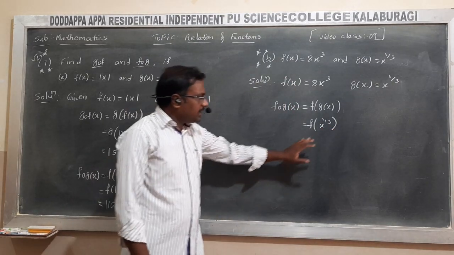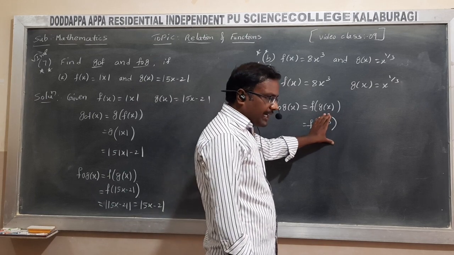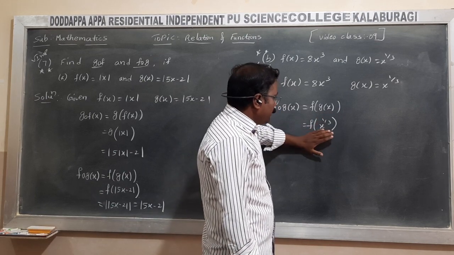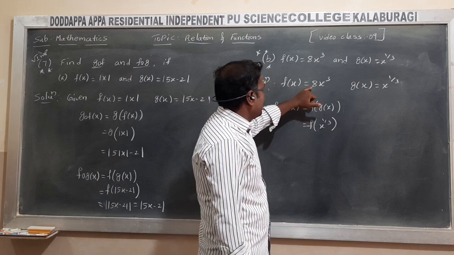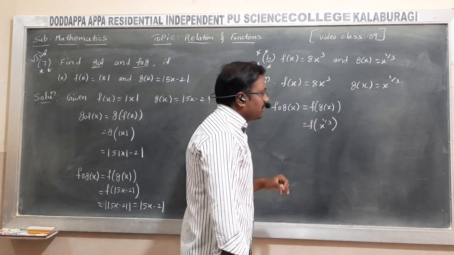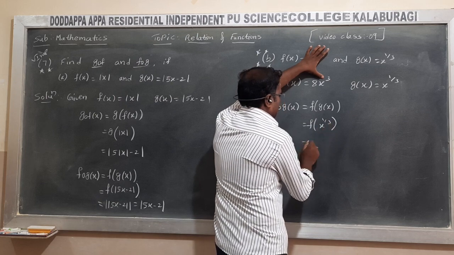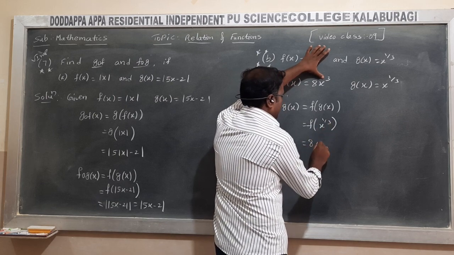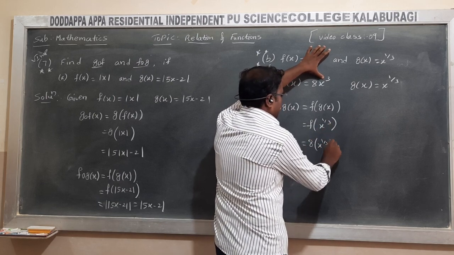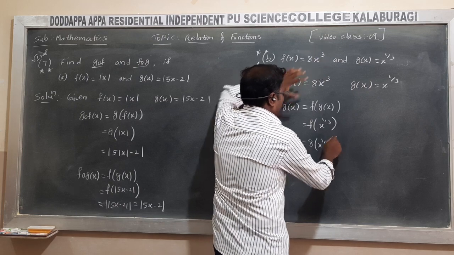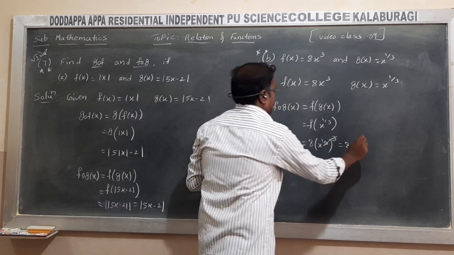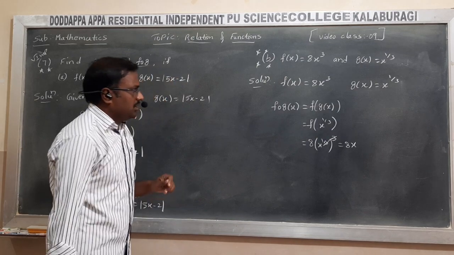Now you can consider this x power 1 by 3 as the x term, whole term. Then it will be f of x. f of x means what? 8x cube is there. So in place of x you can substitute x power 1 by 3. That is 8 times x power 1 by 3 whole power cube. 3 cancel, we get 8x.